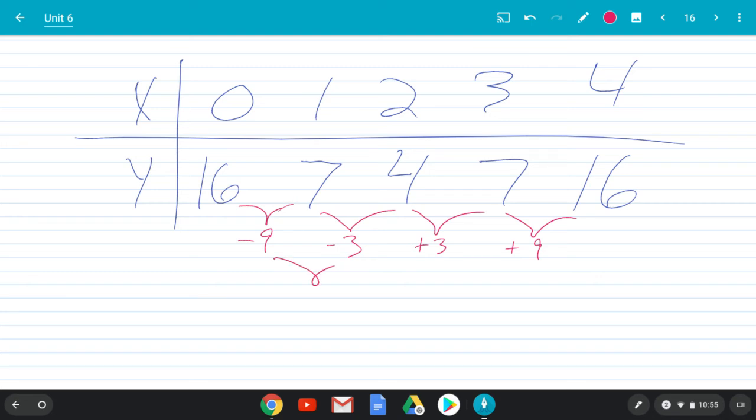Second difference. From -9 to -6, or -9 to -3, +6. From -3 to +3, +6. From 3 to 9, +6. Second difference the same? Do we have a quadratic? Great, we have a quadratic. What is my vertex? 2, 4. How do you know it's 2, 4? With the mirrors. 7s and 16s.